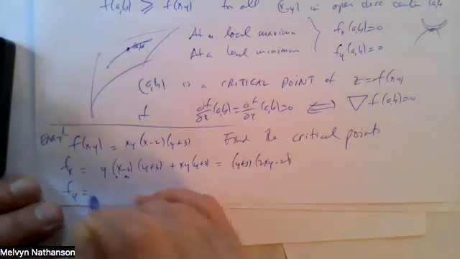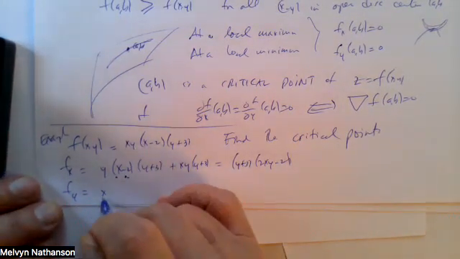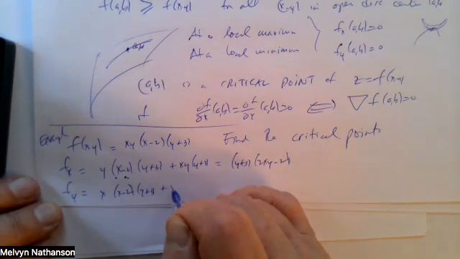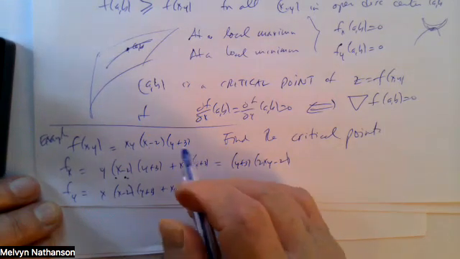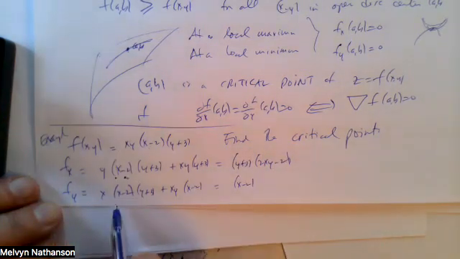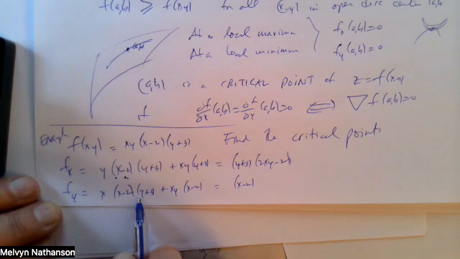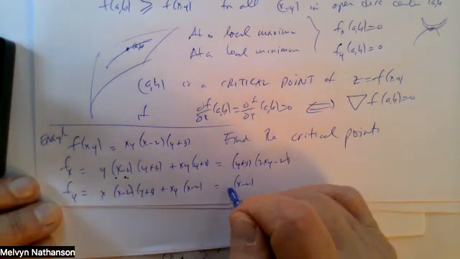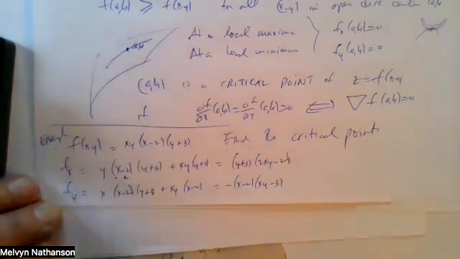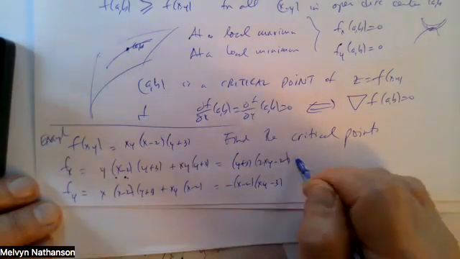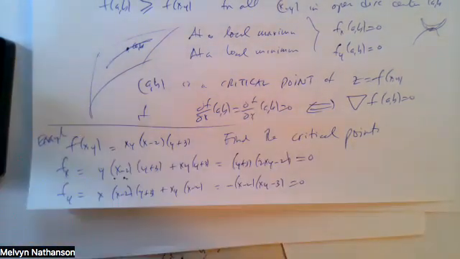And the partial of f with respect to y is going to be x times (x - 2)(y + 3), plus xy times (x - 2) times 1. If I factor out the (x - 2), I get xy + 3x minus 2xy. So that's minus xy plus 3, or minus xy minus 3. And I want to find the points where these are both equal to 0.